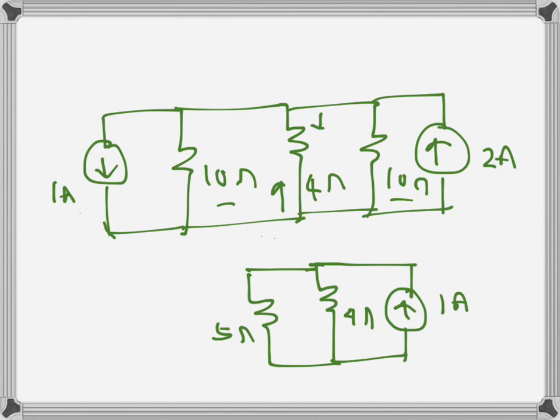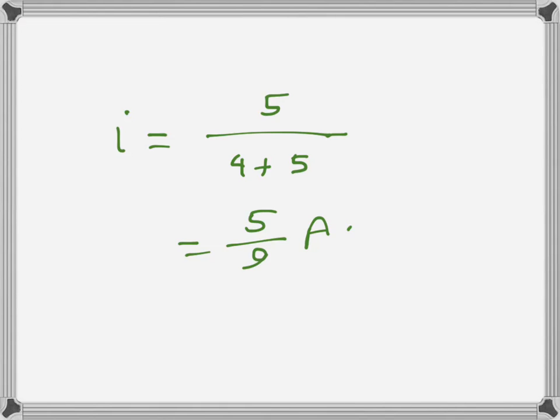This is 4 ohms. So we need I, and of course we can apply just the classic current divider rule. The 1 amp is getting divided between two branches, and one resistance is 4 ohms, another is 5 ohms, so 4 plus 5 in the denominator times the other branch which is 5 ohms, so that will be 5 over 9 amps, whatever that comes to.